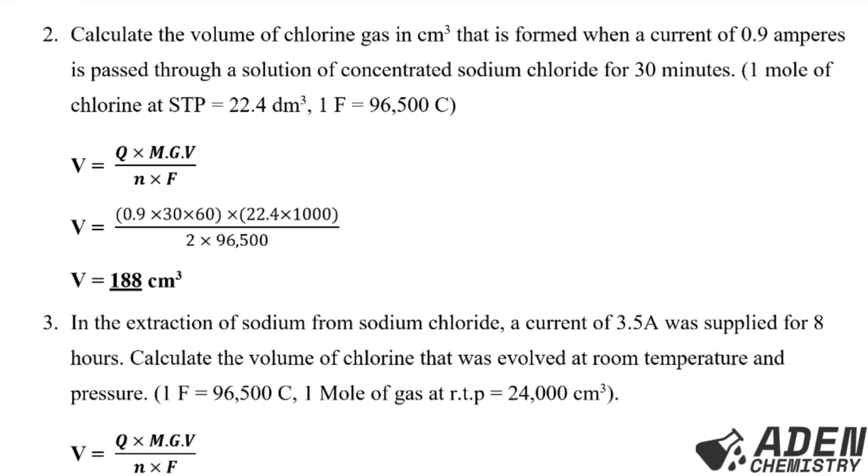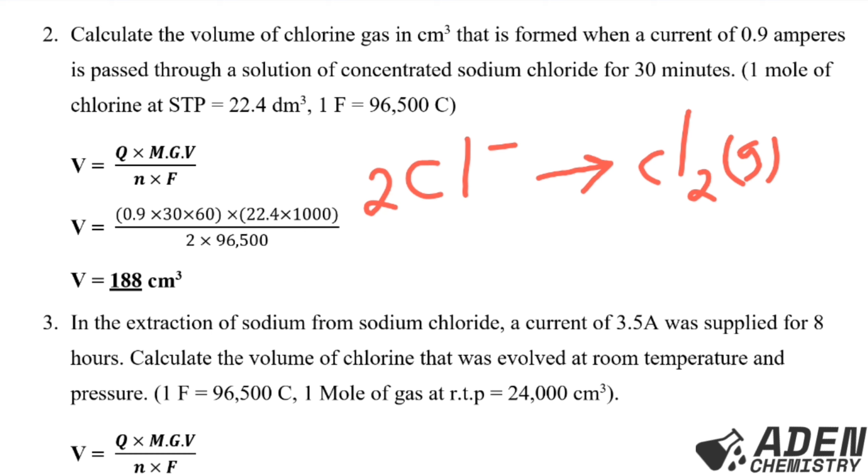So what will be the n? N will be 2. Why? Because we are dealing with chlorine. That means chloride ions at the anode will be losing electrons to form chlorine gas. So if we balance, we are going to put 2 there. Then what we mean is we have lost 2 electrons. So the number of Faradays will be 2. That is the 2 we have there, multiplied by F, that's Faraday, which is given in the bracket, 96,500 coulombs. If we put all this in the calculator, we are going to get 188 centimeter cube as our volume of chlorine gas.